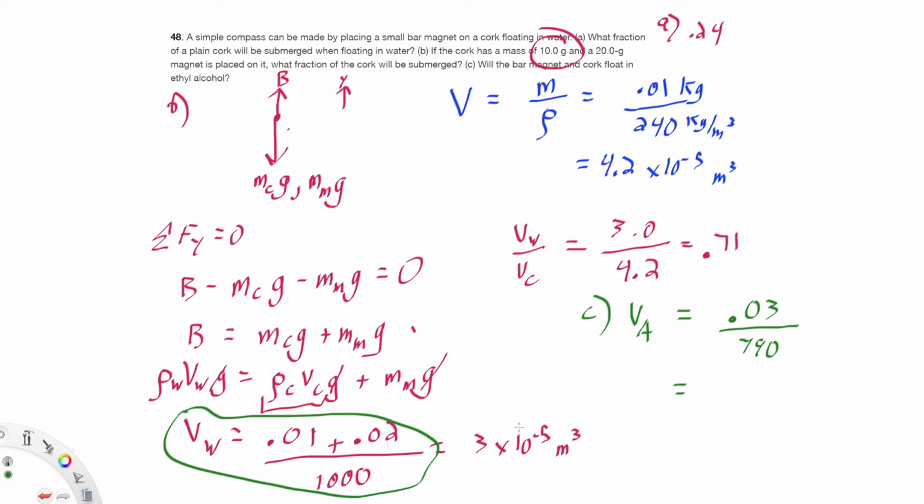And so instead of with water, we only needed to displace 3 times 10 to the minus 5 cubic meters. With ethyl alcohol, we would need to displace 3.8 times 10 to the minus 5 cubic meters. So more of the quark would be submerged, but this volume that we would need to be submerged is still smaller than the volume available. So yeah, the quark and magnet would still float in alcohol. So if you are on a hiking trip and you need to make a magnet and you don't have water but you do have vodka, you're in luck.